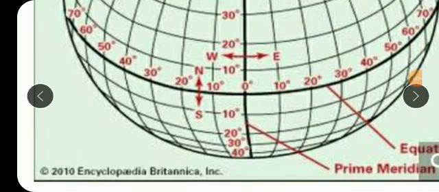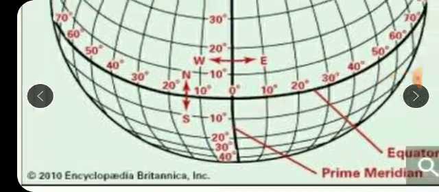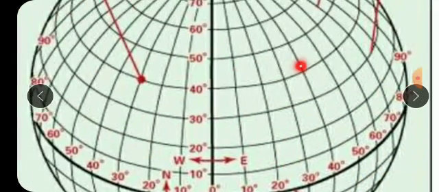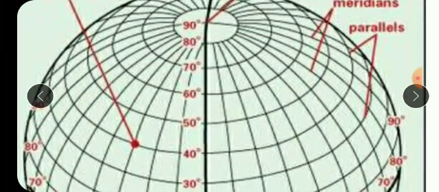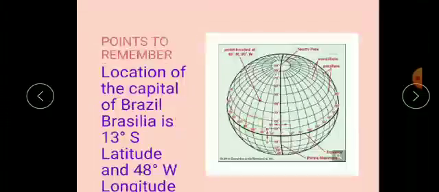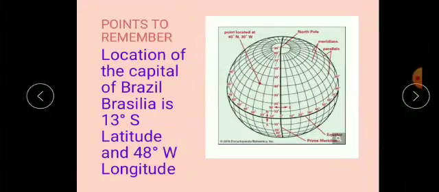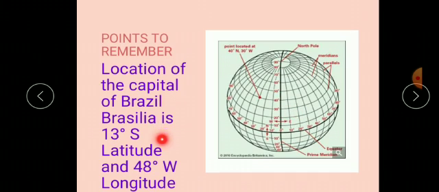See, 13 degree south latitude, parallel lines, horizontal lines, isn't it? 13 degree south latitude, and vertical lines, that is 48 degree west longitude. That's how we decide the location of any place on the earth. Same another questions also we are going to revise in the same way on the globe. This is the answer of our first question.